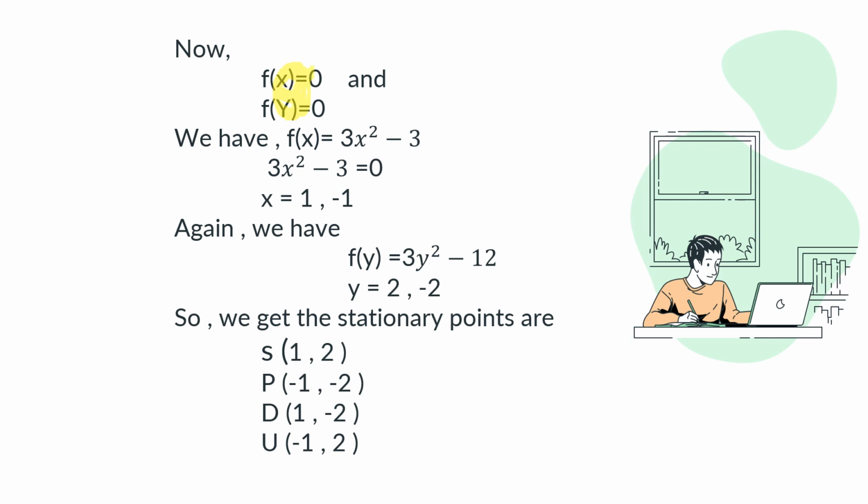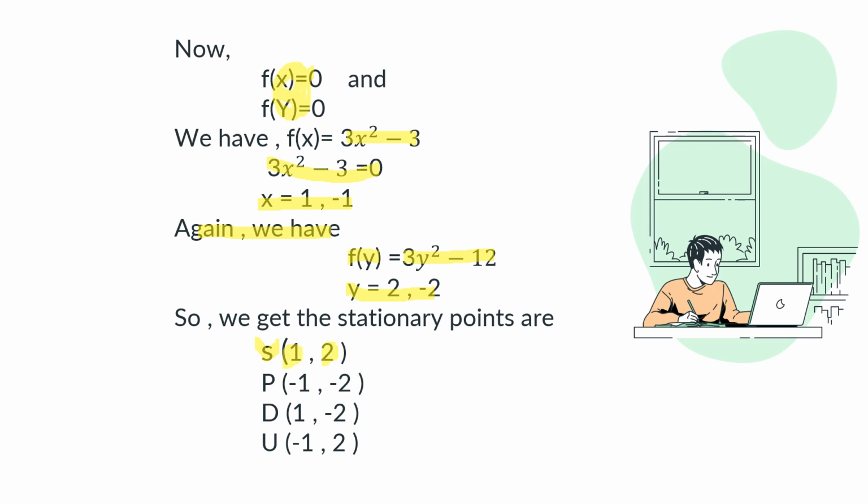So f of x is equal to 3x square minus 3, we already found it. Now 3x square minus 3 is equal to 0, then we get x equal to 1 and minus 1. Again f of y is equal to 3y square minus 12, and when 3y square minus 12 is equal to 0, we get y equal to 2 and minus 2. So this is the first stationary point that we get. Here the value of x is 1 and the value of y is 2.